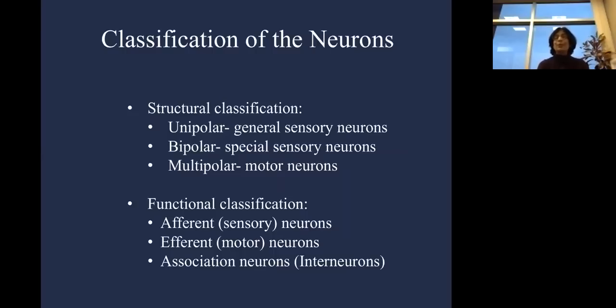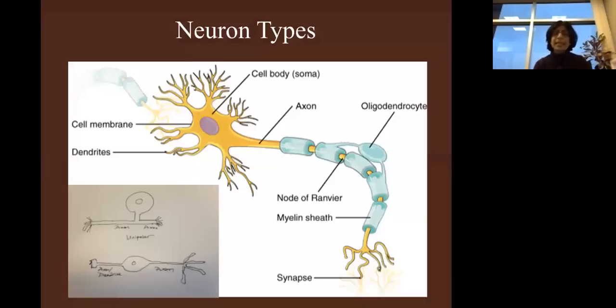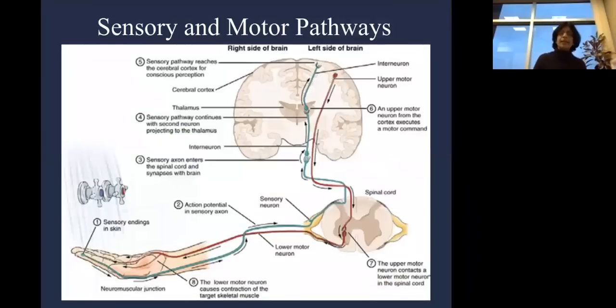Association neuron is only found in the CNS. It's the one that connects other neurons together. It bridges other neurons. It could connect an afferent neuron to an efferent neuron or other neurons within the CNS. So you're talking about them as interneurons, in between neurons within the CNS. Very good. So you will see those in here.